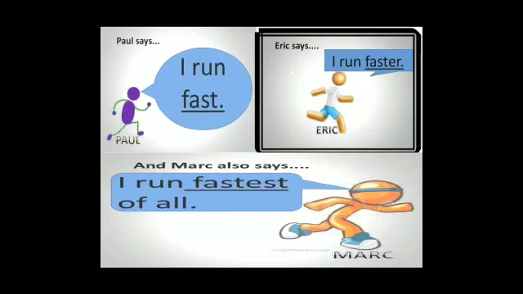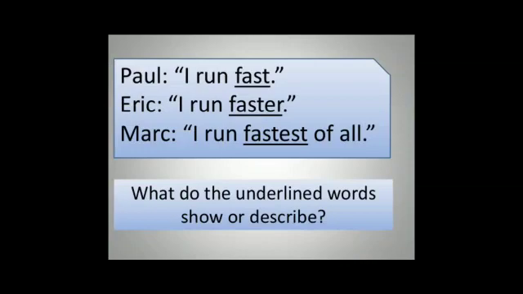You can see the three boys, they are saying three different things. I run fast, Paul says. Eric says I run faster. And Mark says I run fastest of all. You will come to know why I have shown you this picture. What do the underlined words show or describe? Or what do you understand by these three sentences that the three boys are saying? I run fast, I run faster, and I run fastest of all.